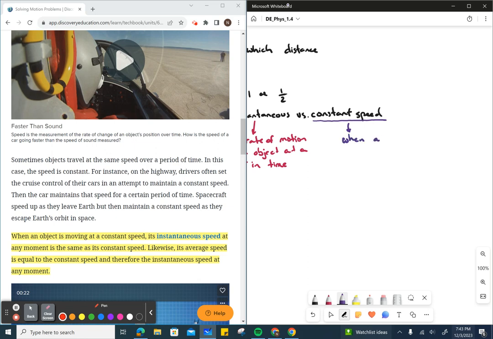When an object travels at the same speed over a period of time.